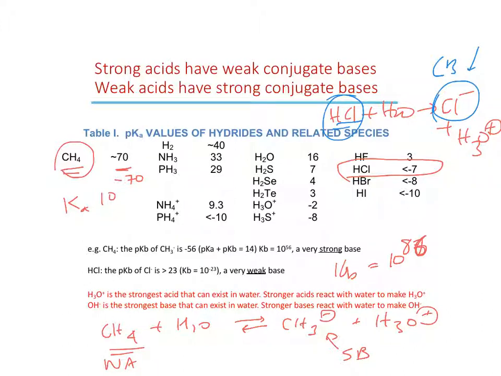And again, judging from the pKa, we can say the pKb of Cl minus is going to be in the neighborhood of 23 or so, and that means that Kb is going to be 10 to the minus 23rd. So really, really weak base because the acid is correspondingly very, very strong.